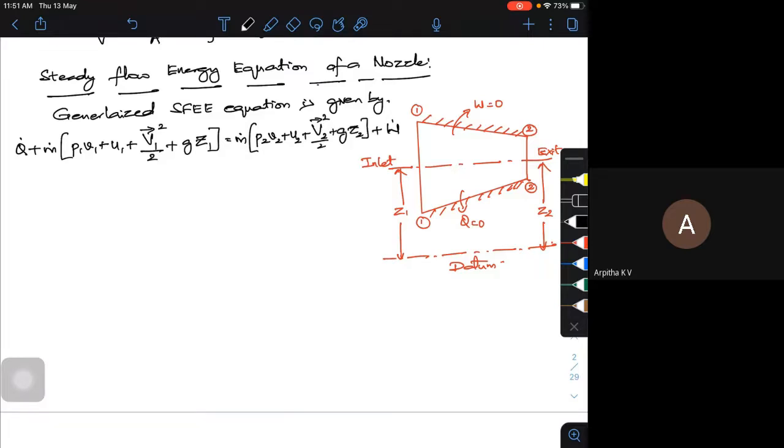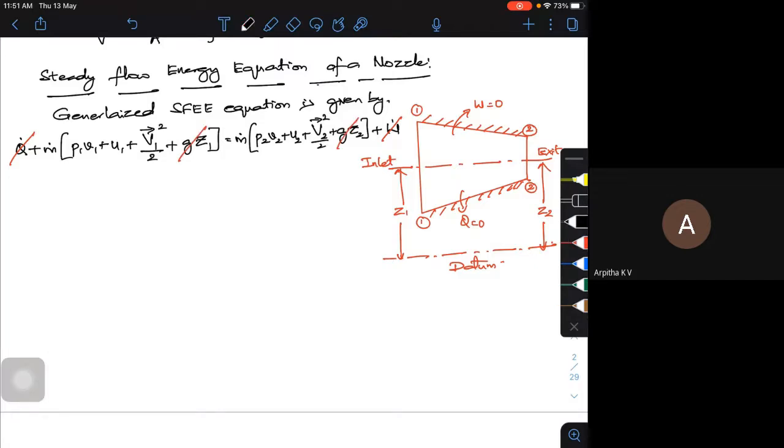Now I told you that in a nozzle, if it is insulated, the heat loss is 0. And a nozzle is not a work producing device, so W is 0. And Z1 and Z2 are both the same because it's a horizontal nozzle, so gZ1 and gZ2 are 0.